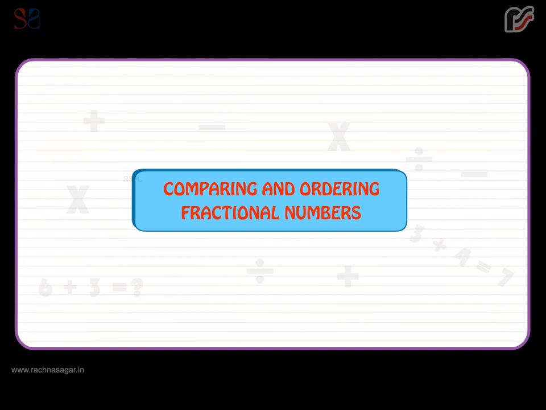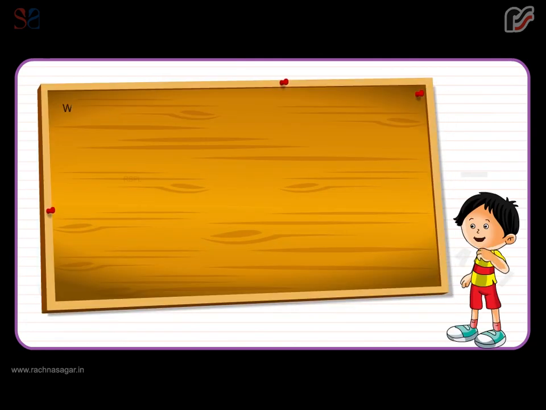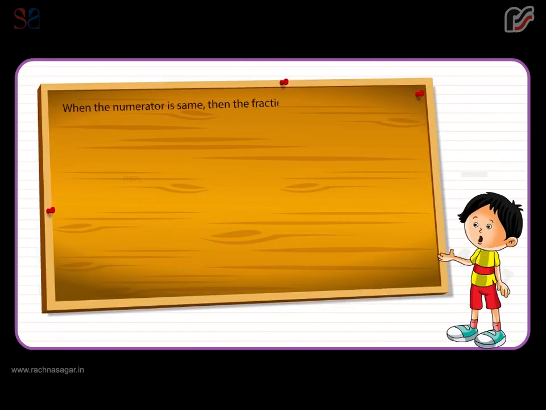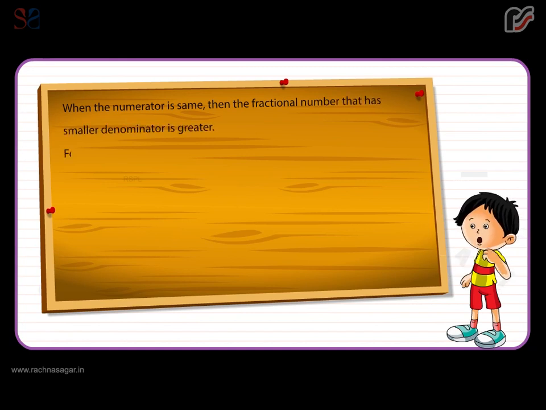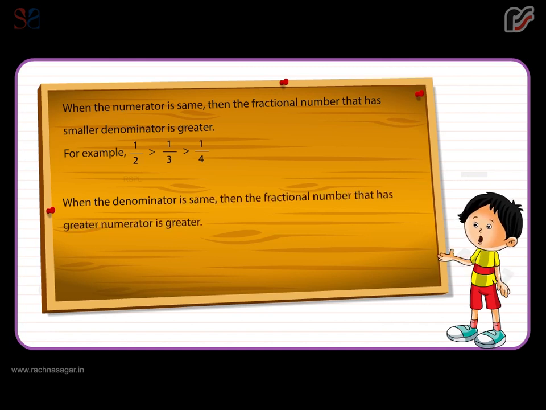Comparing and ordering of fractional numbers. When the numerator is same, then the fractional number that has smaller denominator is greater. For example, 1 by 2 is greater than 1 by 3, which is greater than 1 by 4. When the denominator is same, then the fractional number that has greater numerator is greater. For example, 3 by 4 is greater than 2 by 4, which is greater than 1 by 4.